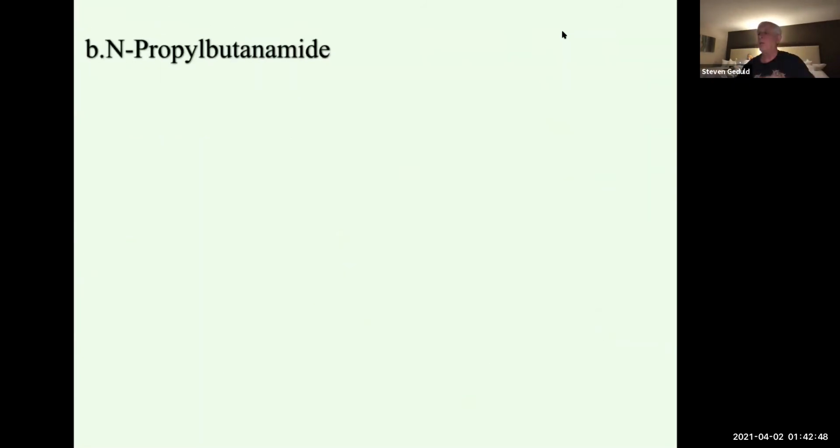And propylbutanamide. So the key to any of these is being able to draw the product. So working backwards, butanamide, butane is 4 carbons, right? And it's an amide. So you have 4 carbons.